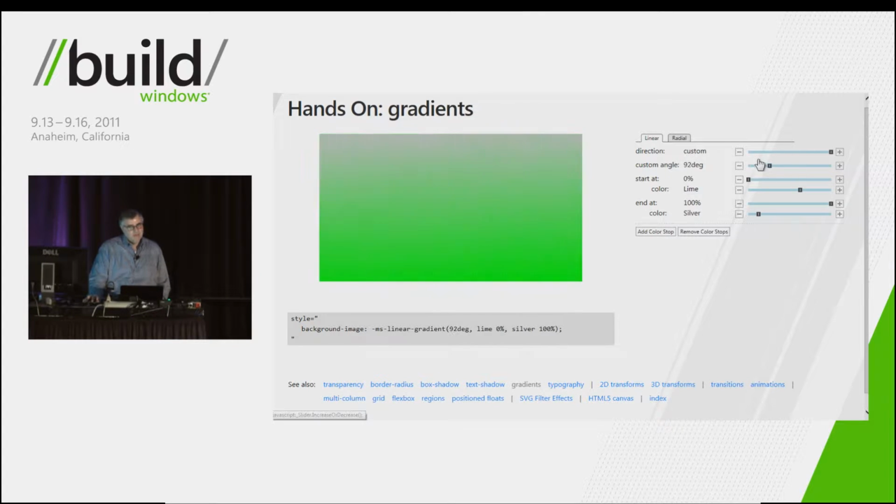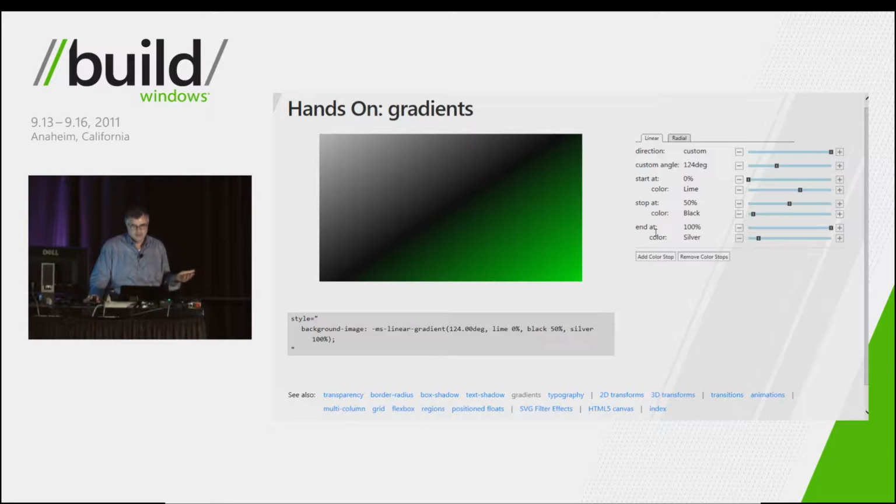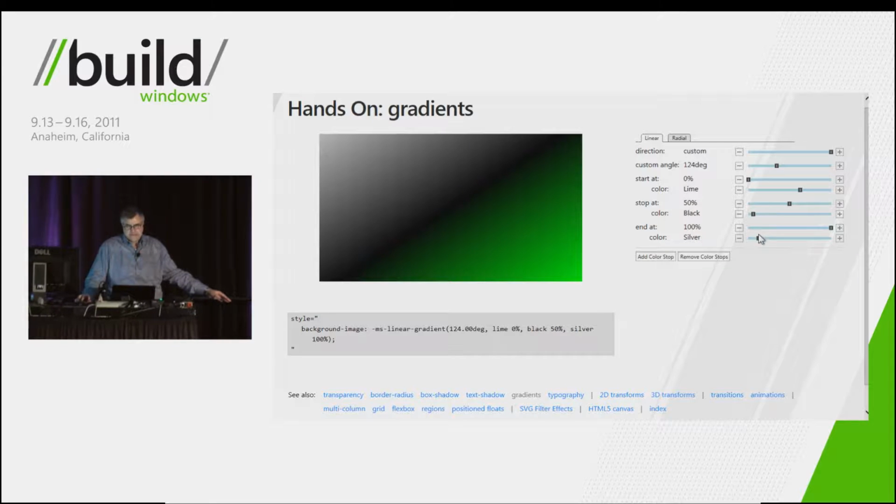Now, again, we've been doing it from one color to another color. You can put more color stops in there. We can go, so we're going now from lime to black to silver. Okay, that's maybe just a little too ugly. What if we went from silver to black to white? White's in there somewhere. You can start to see that.